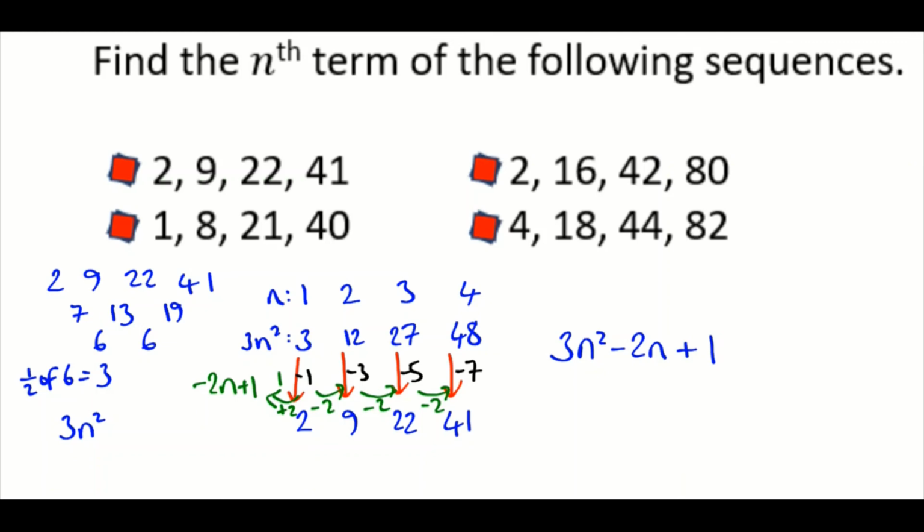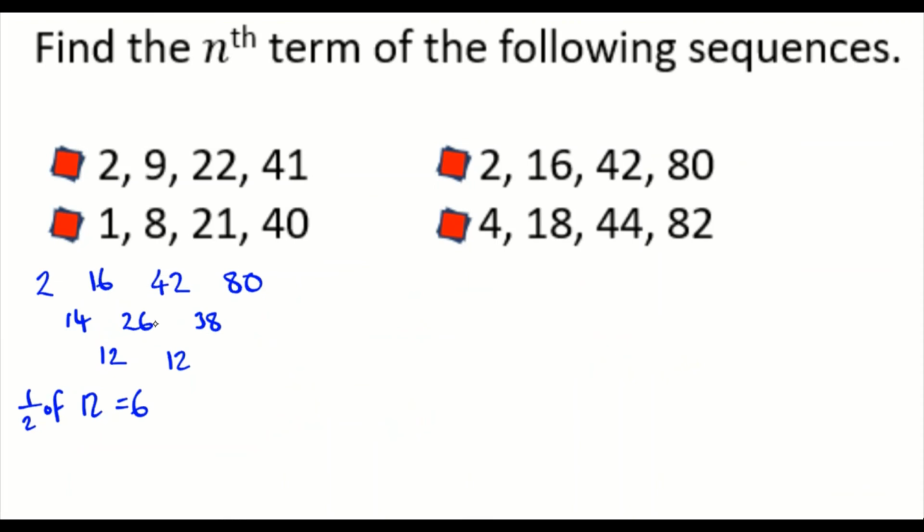There's quite a few steps in doing these. An example, if you look at the differences between the values, we get 14 and 26 and 38. So the second differences are 12 each time, and half of 12 is 6. So that tells us our formula is going to start with 6n squared. So again, if we start with n as 1, 2, 3, 4, 6n squared will be 6 times 1, which is 6, 6 times 4 is 24, 6 times 9 is 54, and 6 times 16 is 96.